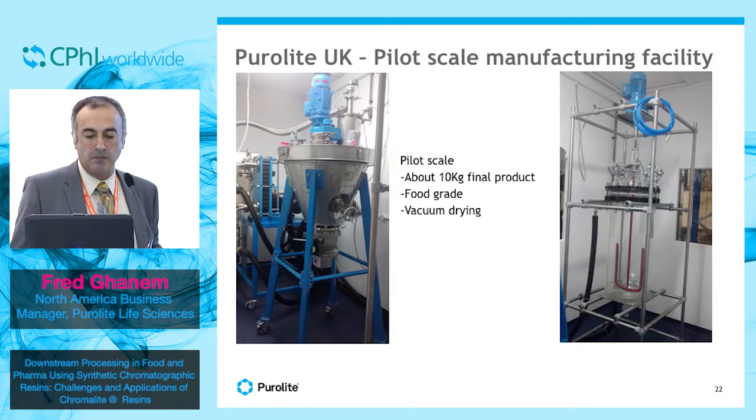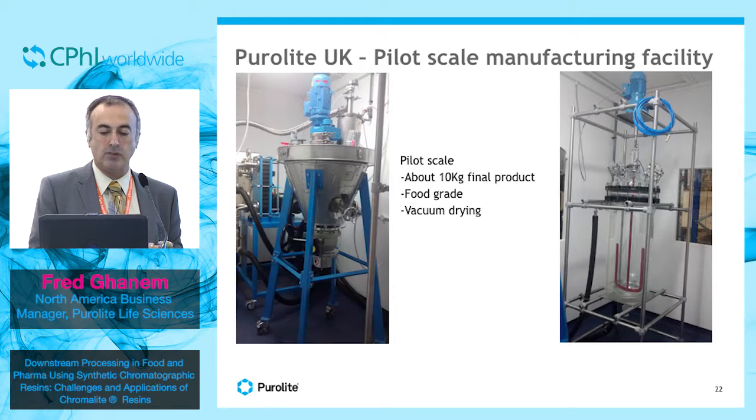And in our pilot scale manufacturing, we could make up to 10 kilos of the final product. Let's say you do some of the customized resin that we've made for you in a lab scale. We can scale it up to 10 kilo. You could see that it is scalable. We could make it food grade production. So if it's a food customer, we can actually do that for them. And it's also vacuum drying, which is also important for the people that use biocatalysis, so that the enzyme is dried when it comes to them.